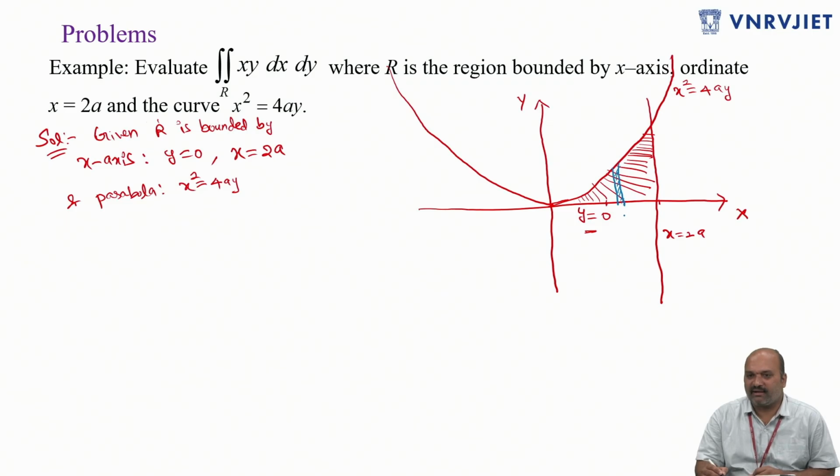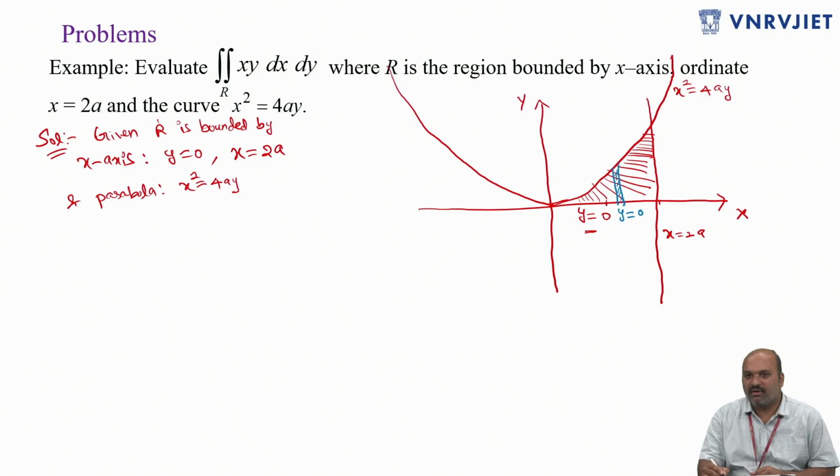Vertical strip we are considering means the ends of the strip are the y limits. So the strip has a lower end and an upper end. The lower end is moving on y equals 0. So now I am writing the limits in blue color.